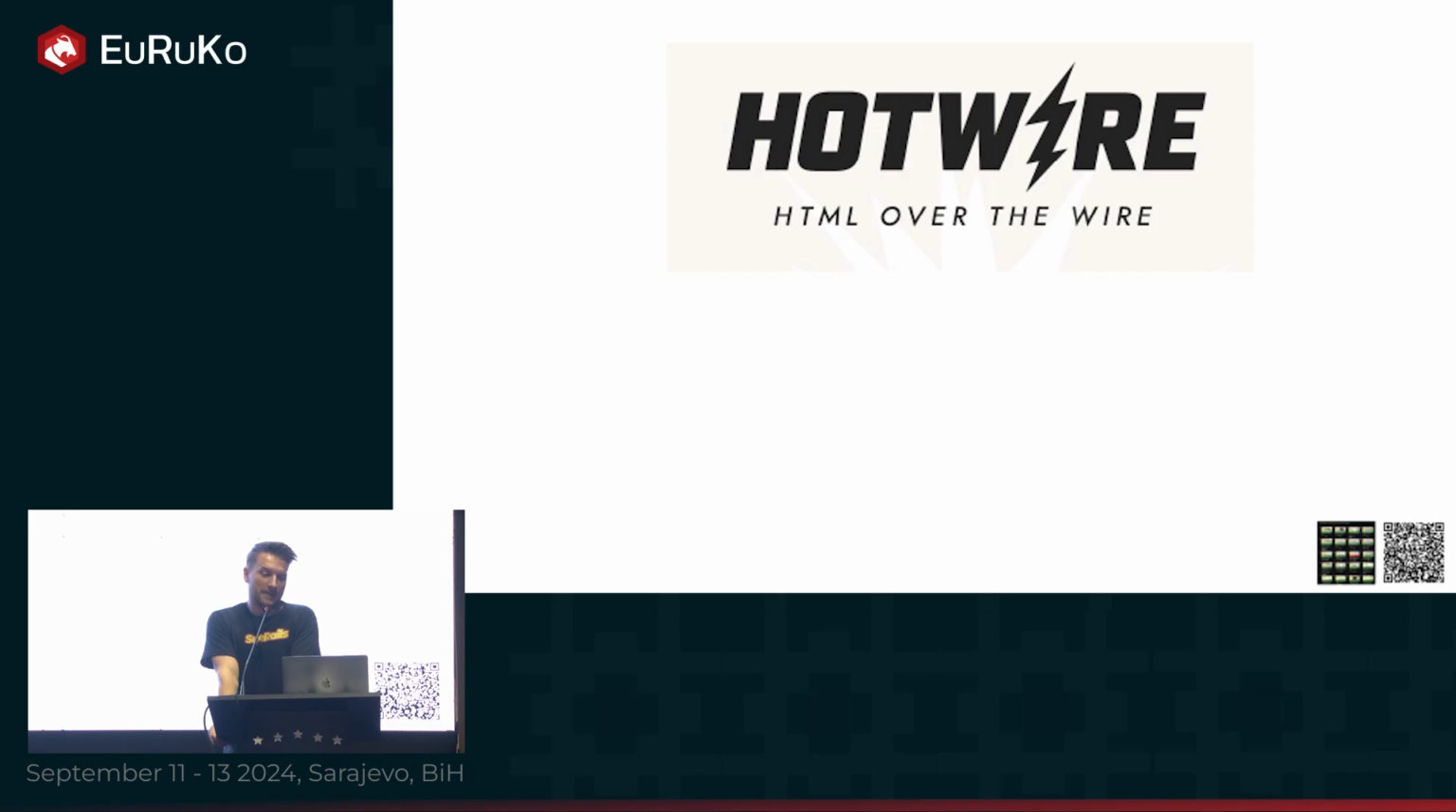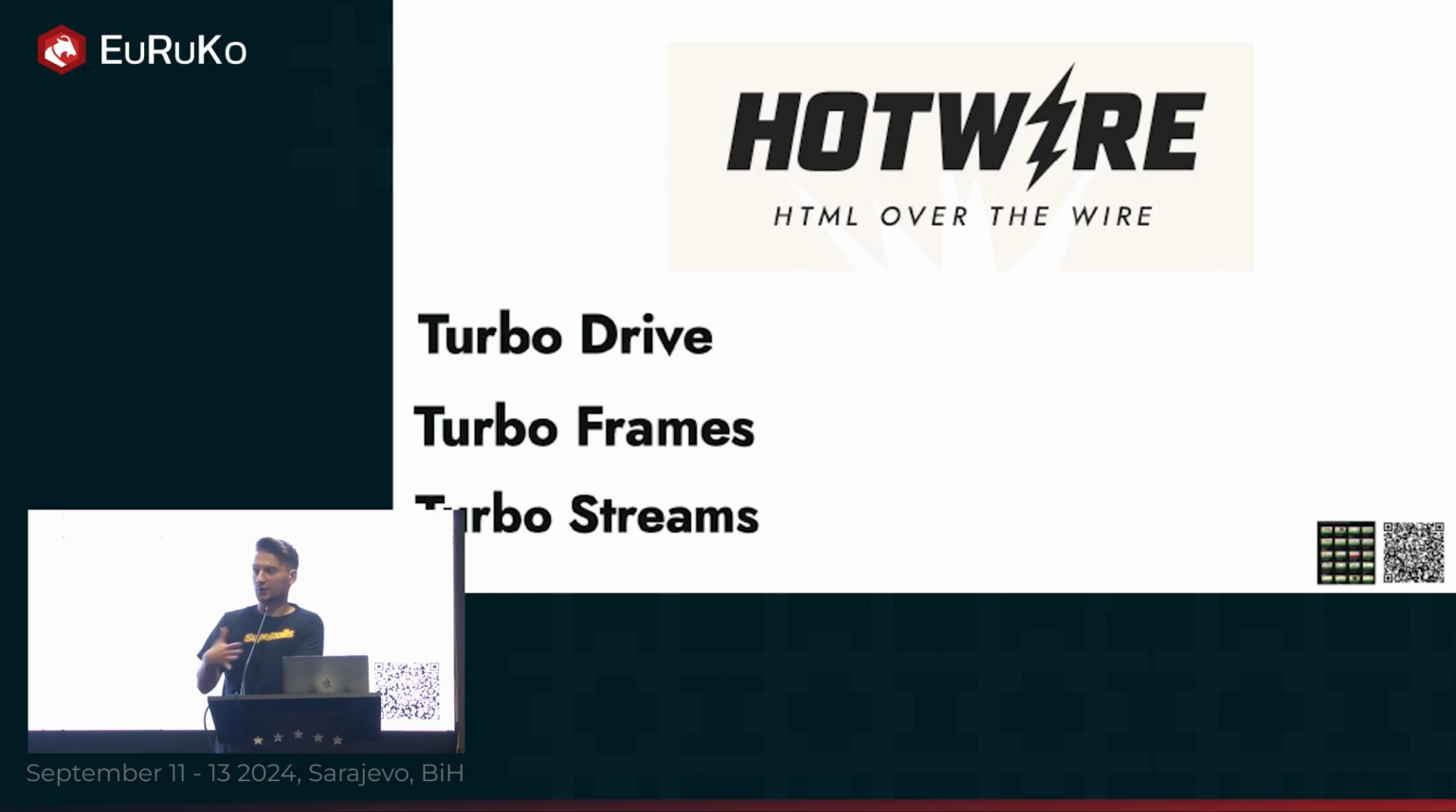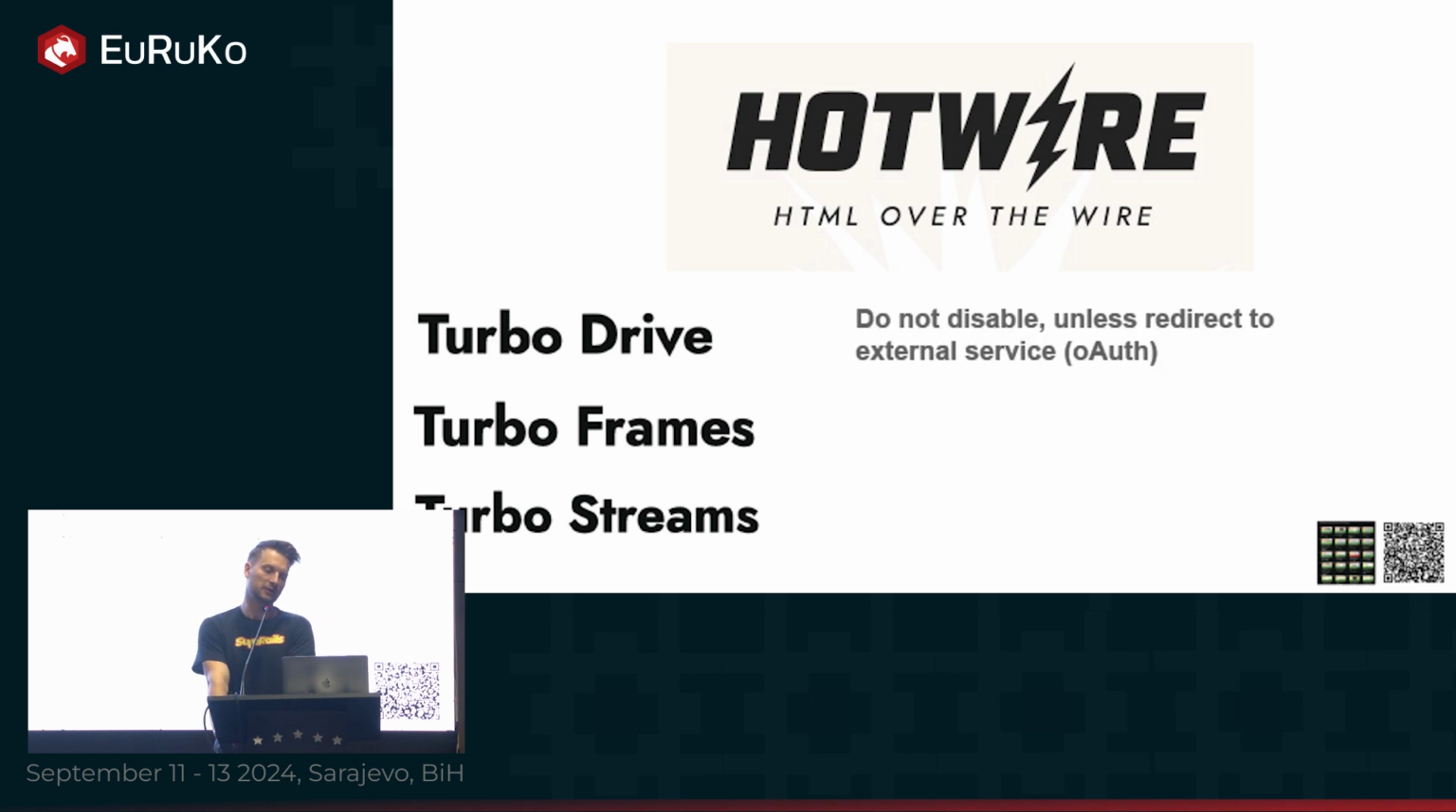Talking of Hotwire, we have three main parts: Turbo Drive, Frames, and Streams. For Turbo Drive, I've seen applications that disable Turbo Drive completely. I've seen applications that disable Turbo Drive on links or forms. And in 99% of cases, you do not need to disable Turbo Drive. Some time ago, you needed to set data-turbo false for Devise. You don't need to do it anymore. Devise works out of the box with Hotwire. Sometimes you do need to disable Turbo Drive, if you are redirecting to an external link, like if you're doing OmniAuth, you need to set data-turbo false.